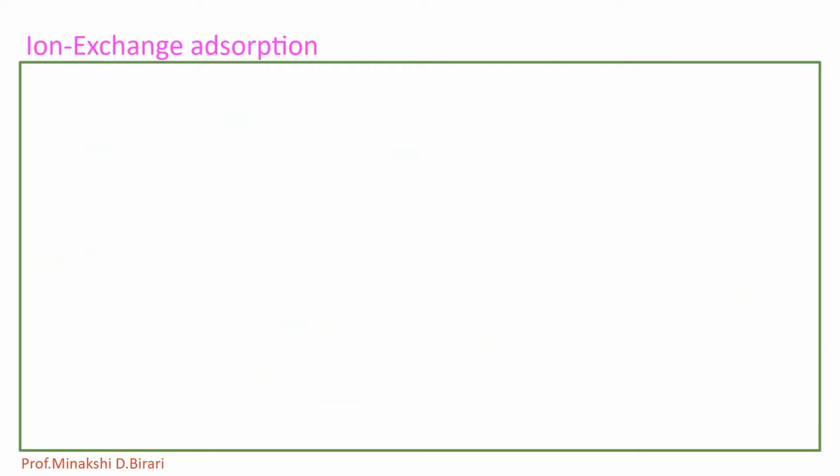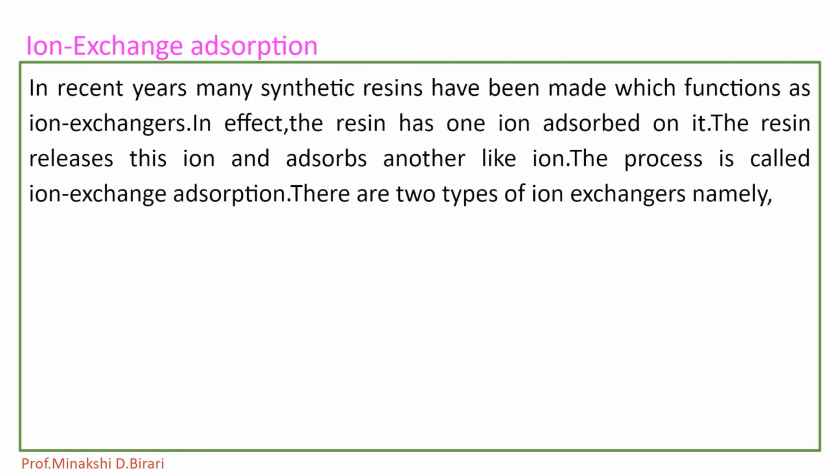Another application is ion exchange adsorption. In recent years, many synthetic resins have been made which function as ion exchangers. In effect, the resin has one ion adsorbed on it. The resin releases this ion and adsorbs another like ion. The process is called ion exchange adsorption. There are two types of ion exchangers, namely cation exchange and anion exchange.